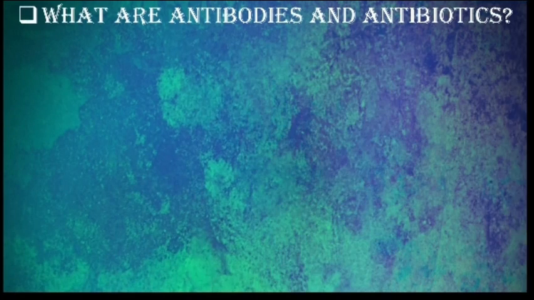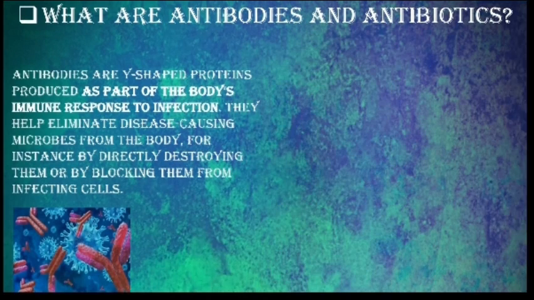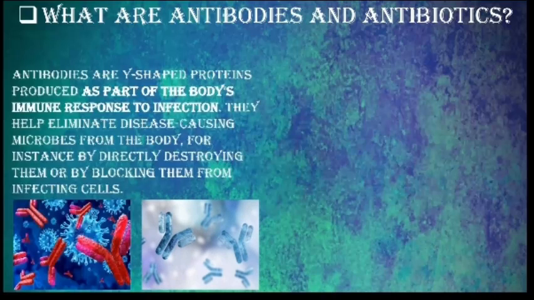What are antibodies and antibiotics? Antibodies are Y-shaped proteins produced as part of the body's immune response to infection. They help eliminate disease-causing microbes from the body, for instance, by directly destroying them or by blocking them from infecting cells. Antibody, also called immunoglobulin, is a protective protein produced by the immune system in response to the presence of a foreign substance called an antigen. Antibodies recognize and latch onto antigens in order to remove them from the body.